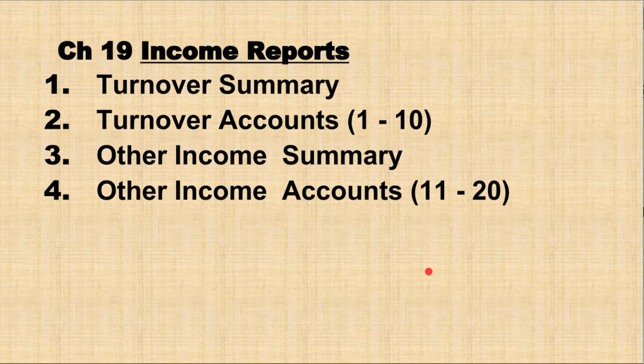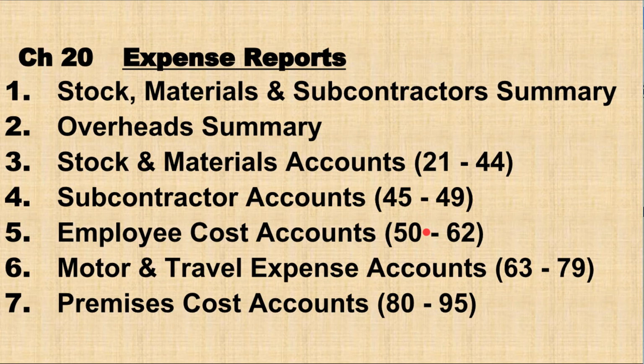Chapter 19 looks at income reports. We start with the turnover summary, then turnover accounts, then other income summary, and finally other income accounts. Chapter 20 looks at expense reports. We start with stock, materials, and subcontractor summary.